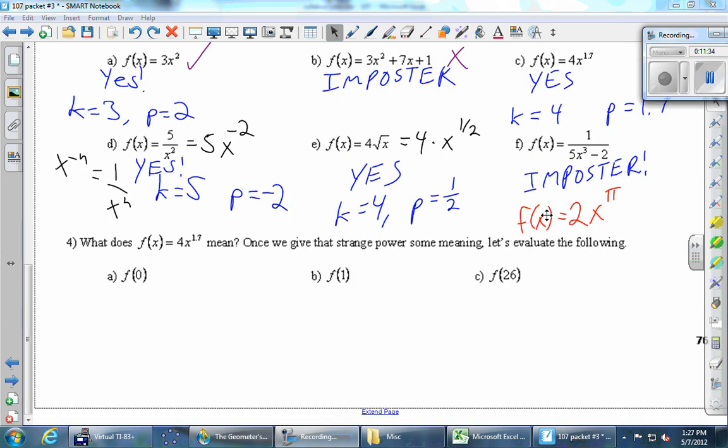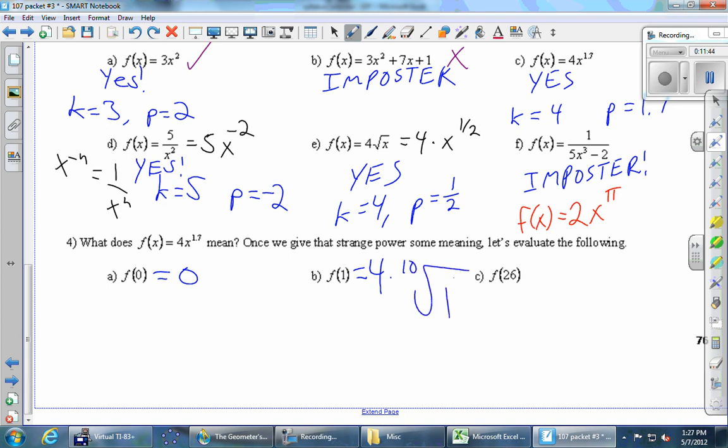Okay, so f of 0 we decided is 0. Let's think about f of 1. 4 times, and then I'm going to write my definition there. We've got a 10th root of 1 to the 17. How much is 1 to the 17? 1. 10th root of 1 is 1. So the whole thing, 4. F of 1 is 4. Great.